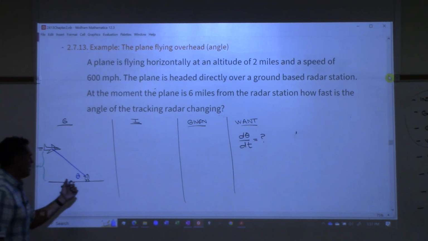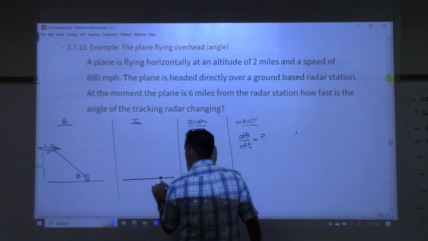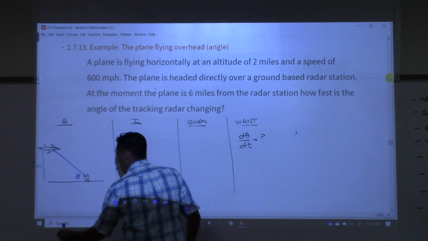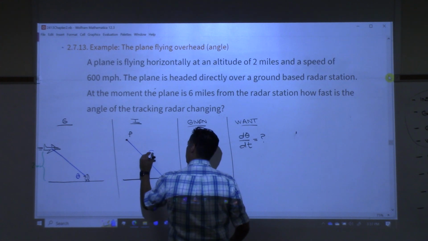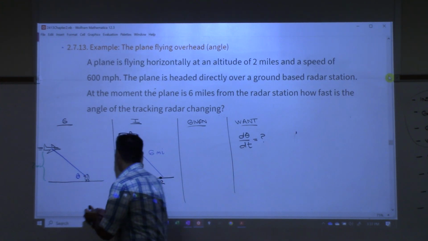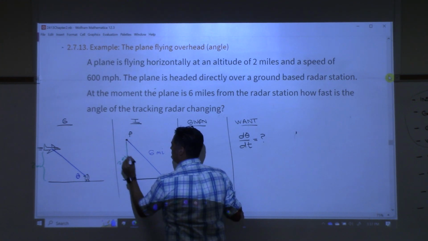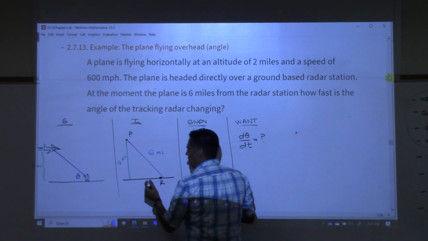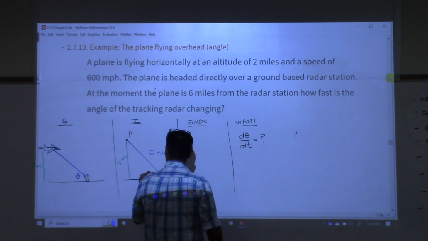6 miles. So let's go to my instant picture, because that's a different picture. This time I'm just going to put R down here for radar, and P for plane. So not as elaborate of a picture. But from here to here is 6 miles, right? And I can also label on this picture the distance from here to here is 2 miles. That's the instant in time. And then, of course, we've got theta in here, whatever theta is.